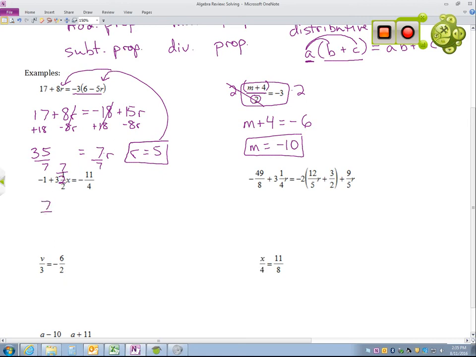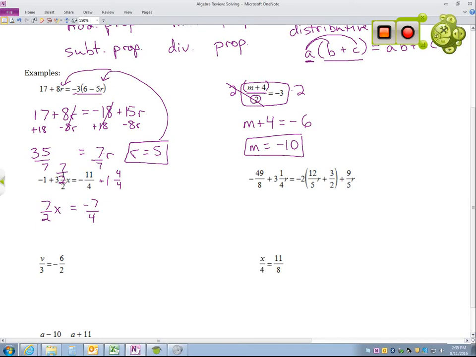So I have 7 halves x equals, and then if I'm adding 1 to this, I need to think about common denominators. So I'm going to ask myself how many fourths are in one whole, and there are 4 fourths. So this is actually like adding 4 fourths. Negative 11 fourths plus 4 fourths is negative 7 fourths.